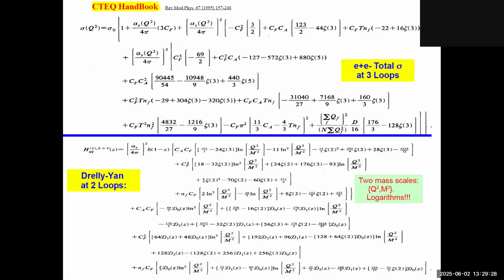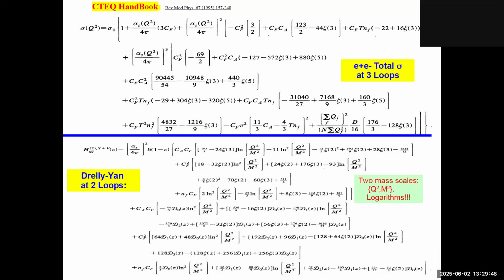Compare that to the case of Drell-Yan. This is 2 loops only, where that's at 3 loops. And in Drell-Yan, we have the energy, but I also have a final state mass, M. And so that means I can make a dimensionless ratio. And that's good because the arguments of logs should be dimensionless. And now I can have much more complicated objects.